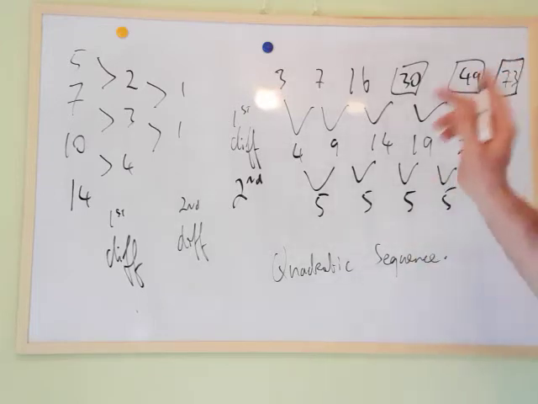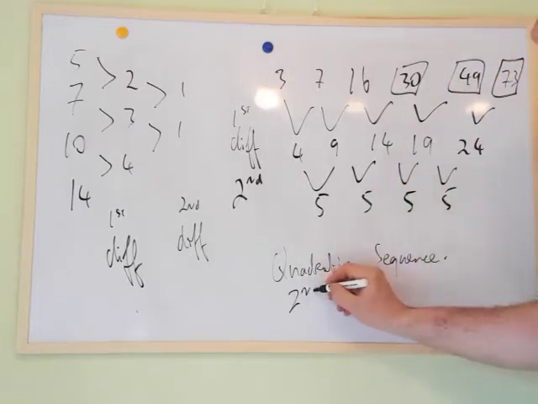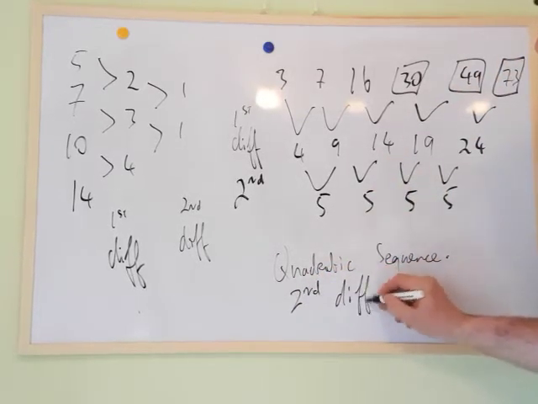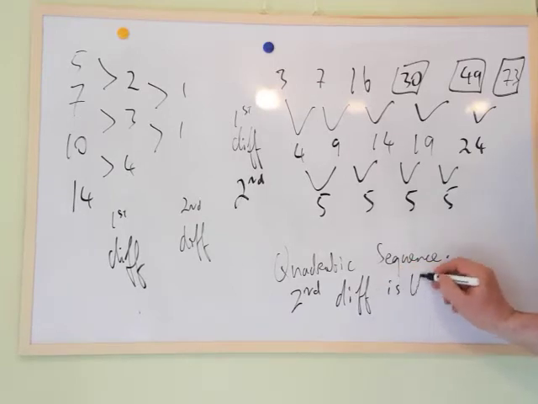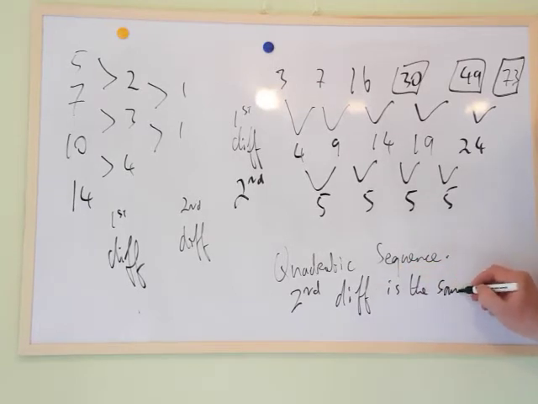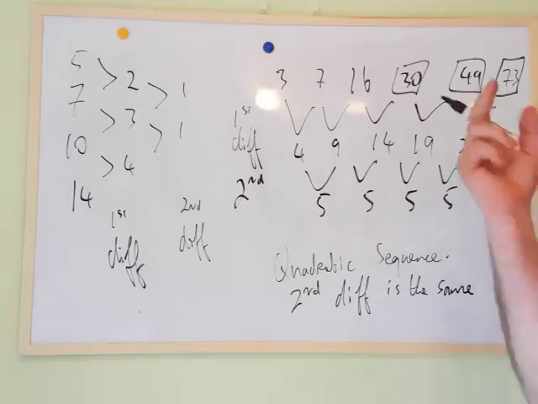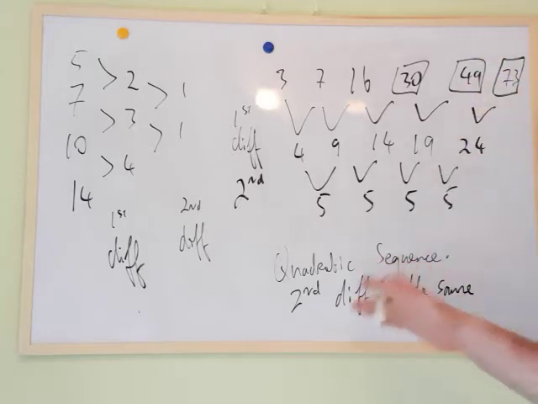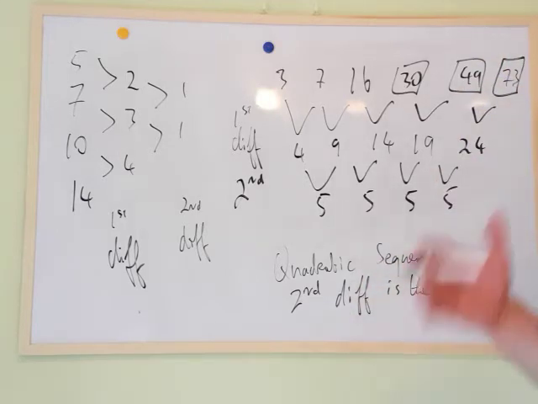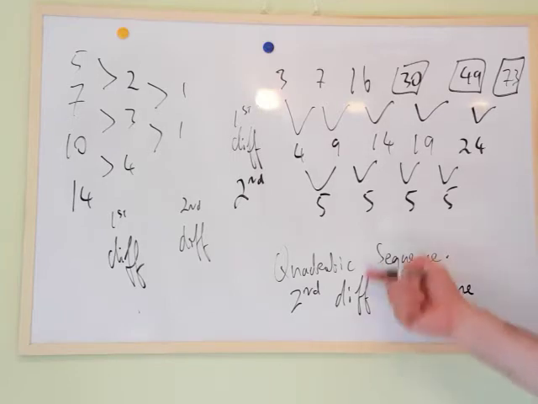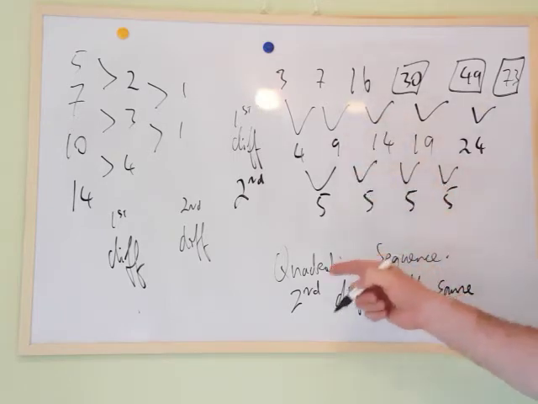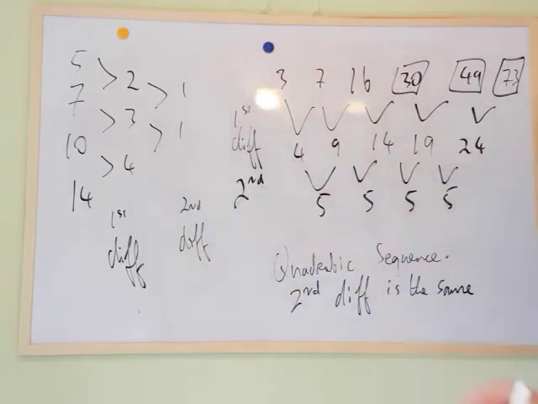Okay? Quadratic sequence, second difference is the same. How do I know? Because I literally just said it, and you've all got to burn it into your memories now. You have to know this. It's as simple as that. This is the rule for this type of maths. Quadratic sequence, the second difference is the same. Like in our example over here.